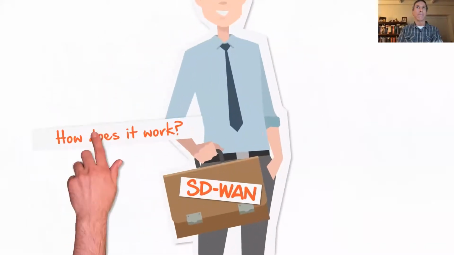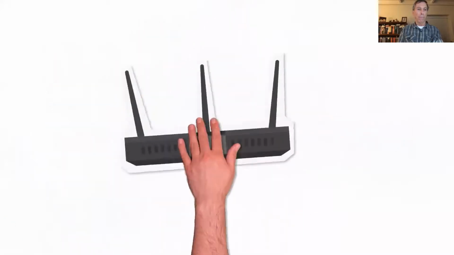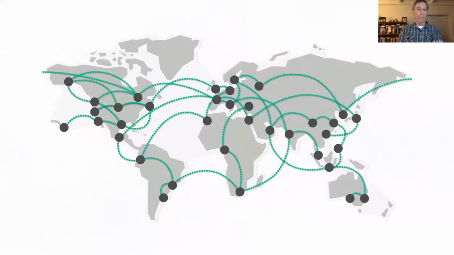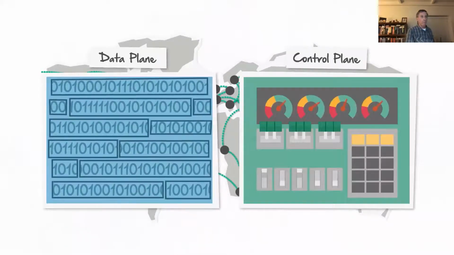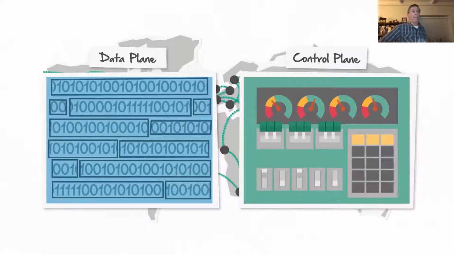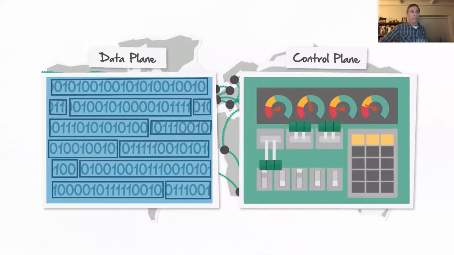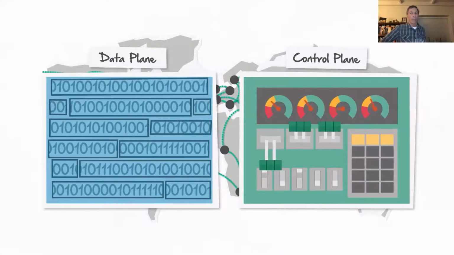But why? How does it work? What makes it better? Let's take a closer look. Traditional WANs are made up of tens, hundreds, or thousands of routers that talk to each other over long distances. Within each router, there is a data plane and a control plane. The data plane holds the information that is being sent or received, the data, while the control plane determines where that data should go. Sounds simple enough.